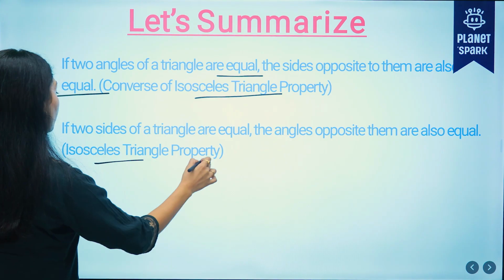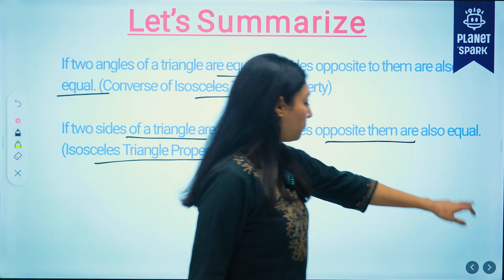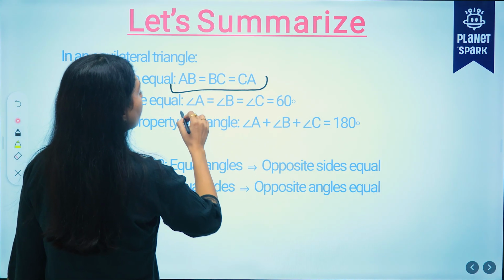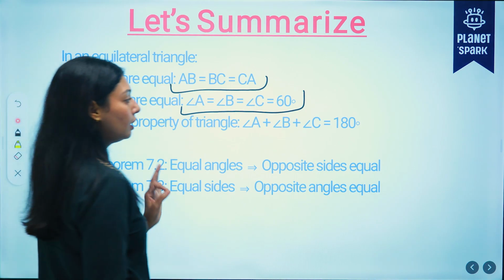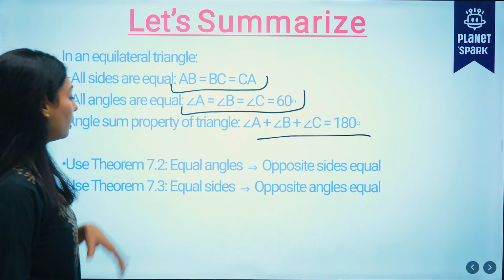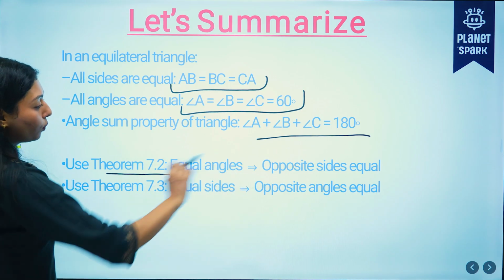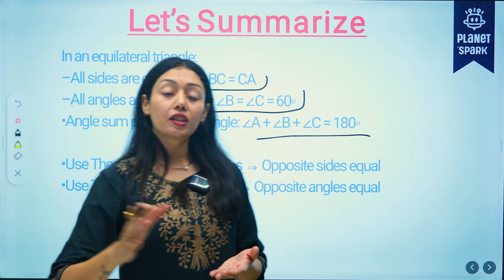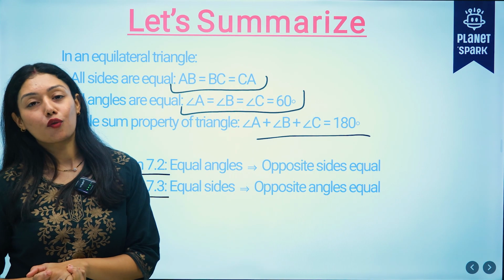What is isosceles triangle property? If two sides of a triangle are equal, then the angles opposite to them are also equal, right? Then equilateral triangle, in that all three sides are equal. We can prove all three angles to be equal, and that is equal to 60 degree fixed, right? And angle sum property we used there. And while proving the opposite sides equal, we can use theorem 7.2 everybody. And for proving opposite angles equal, we can use theorem 7.3. And in all of these proofs, always remember the exact congruence criteria that we are using there for the proofs.